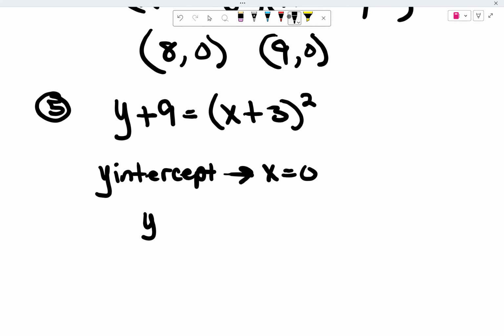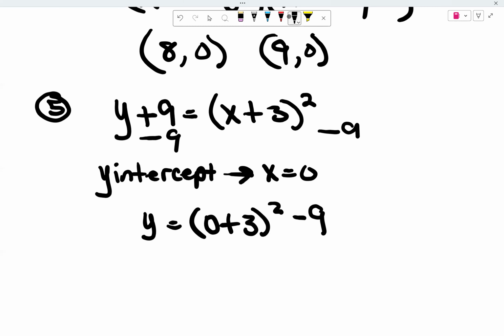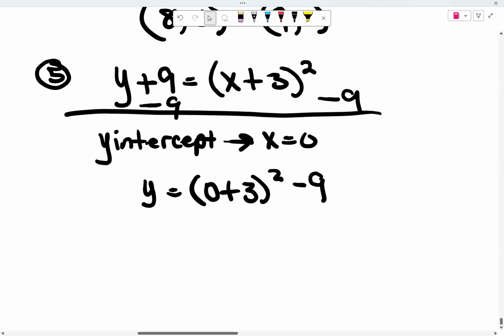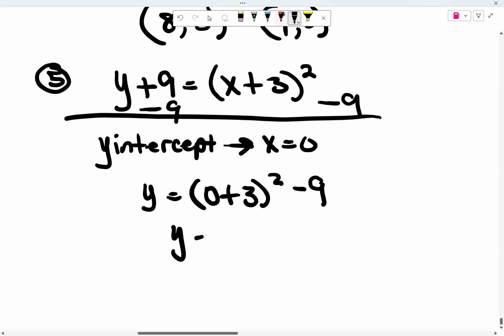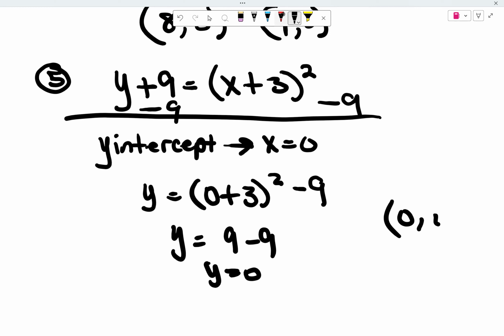So that means that y is equal to 0 plus 3 squared minus 9, because I'm going to subtract the 9 and move it to this side of the equation. And this is my new equation, which when I work it out, is going to give me y equals 9 minus 9. So therefore y equals 0. So my solution set has to be 0, comma 0.